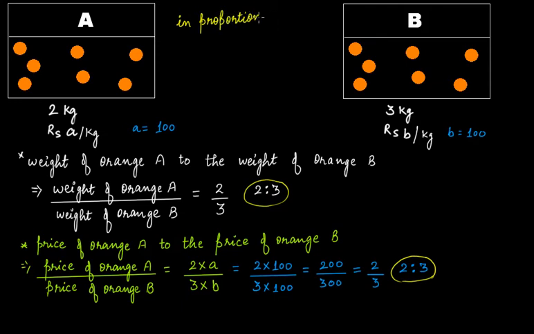Why is it in proportion? Because this ratio of weights is 2 to 3, that is 2:3, and this ratio of the price is also 2:3, and this is equal. Two ratios are equal. When two ratios are equal, then they are said to be in proportion.